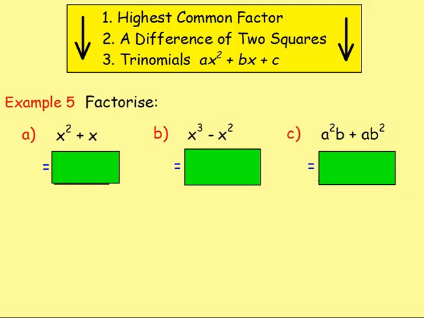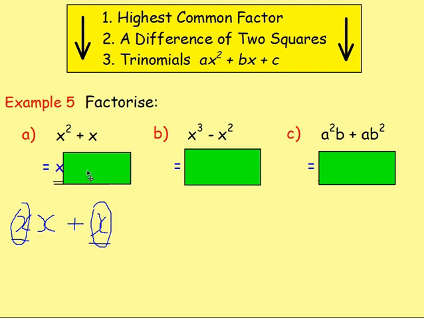Example 5, factorize x squared add x. So, with this one, x squared means x times x. And we're adding on an x. So, with this one, if you take out a common factor, we'll have got an x here and an x here. So, that is something they have in common. So, you could take out this x and this x. You're taking that out and saying they both have the x as a common factor. If you get rid of that x, you're still left with 1x. So it'll be x times x.